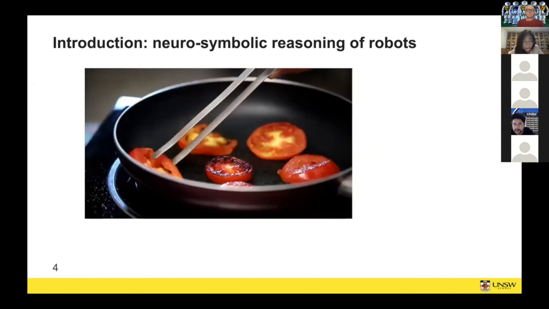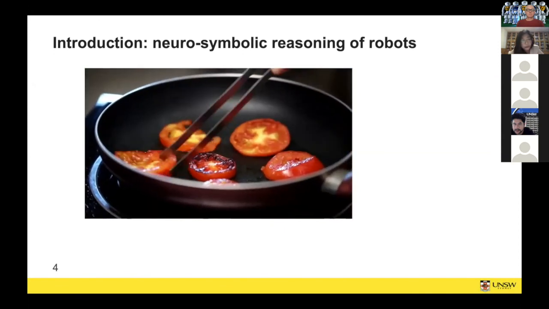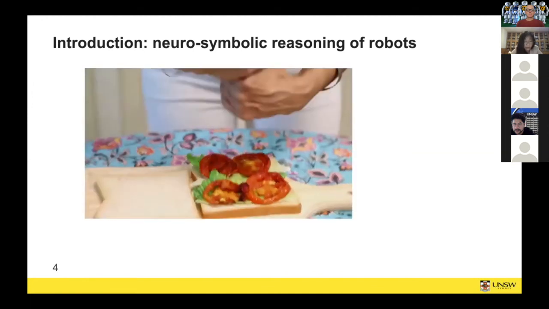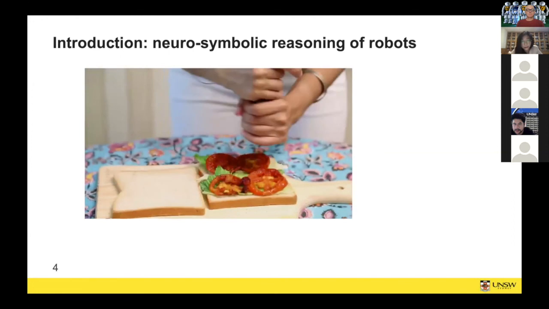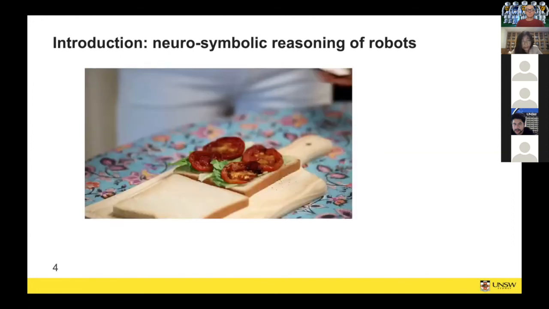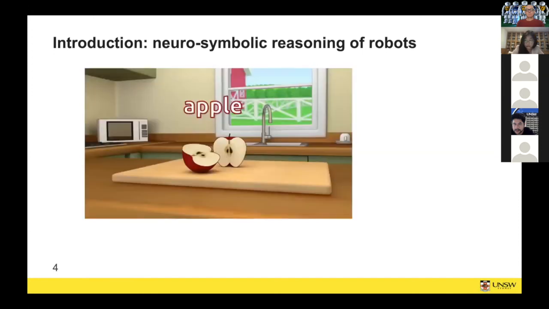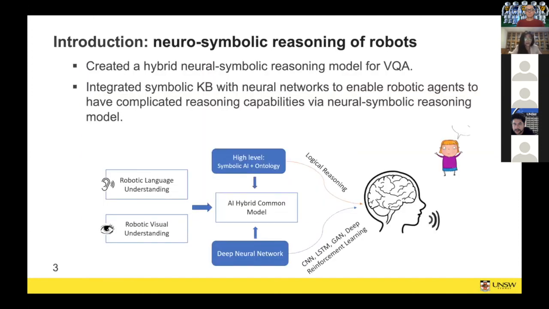This naturally leads us to the question, given a video and a question, can machines such as robots perform reasoning tasks, such as description logic reasoning tasks, and provide answers which they might not be able to see in the video directly in the way that humans are capable of? Therefore, we created a hybrid symbolic neural reasoning model for robots.